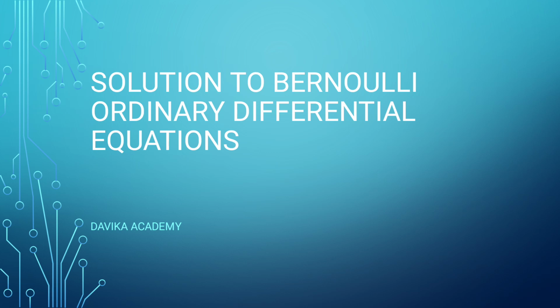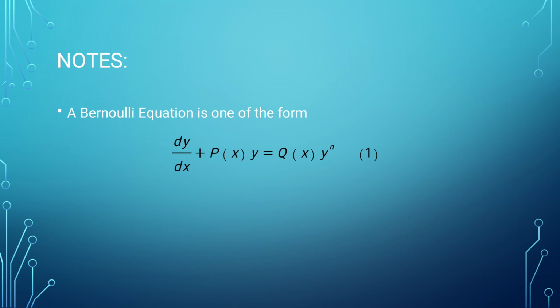Today we want to look at the solution to Bernoulli ordinary differential equations. So how do we solve them? That's what you want to know today. Step by step, you get to know how we solve this. So a Bernoulli equation is of this form. If you get an equation of this form, that is definitely a Bernoulli equation. So you can see the parts.